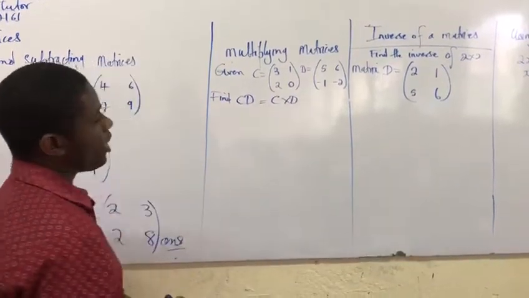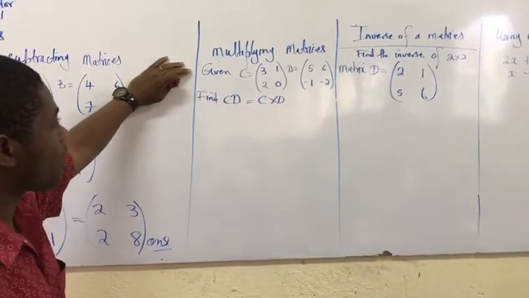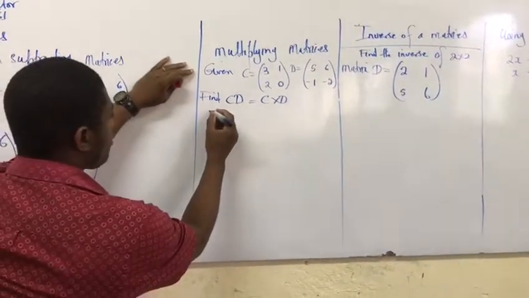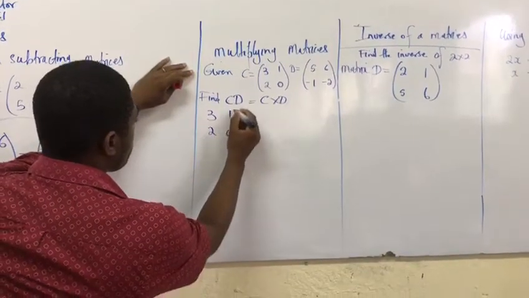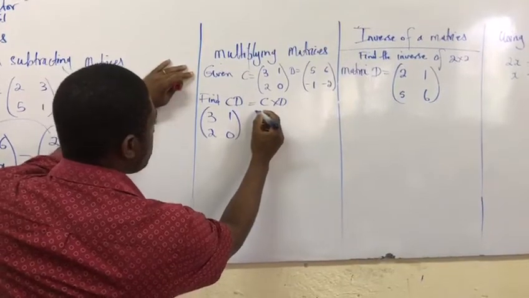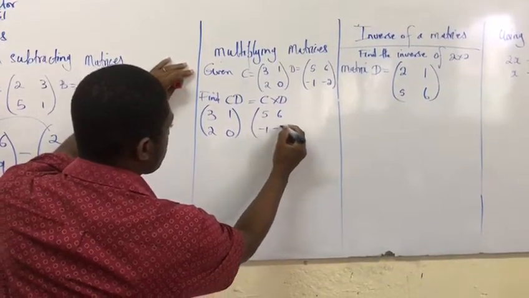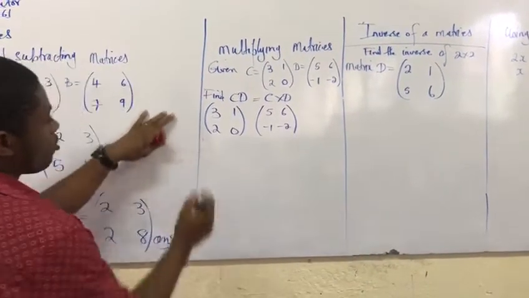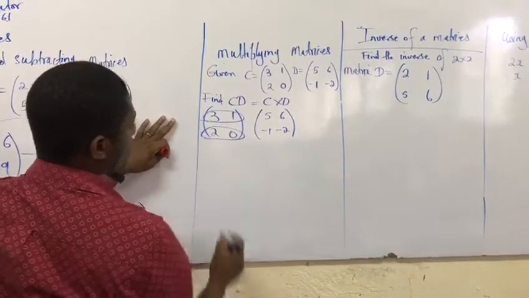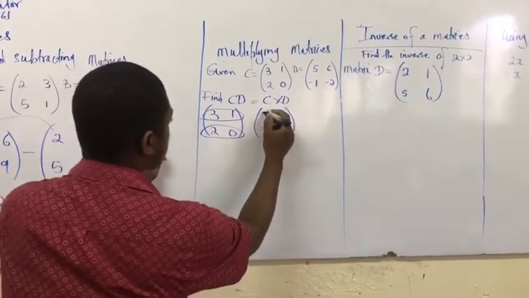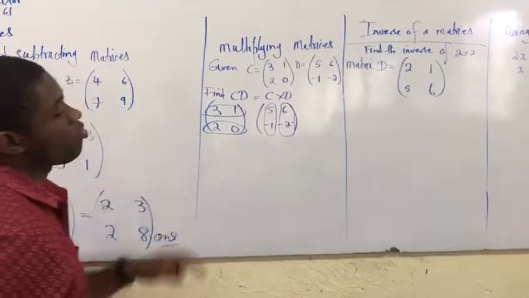Now when we are multiplying matrices, we normally put them in rows and columns. So the first one, we're supposed to cut it up in rows. It will be 3, 1, 2, 0. And D would be 5, 6, negative 1, negative 2. Now rows run from left to right. So cut up this in rows, and the second one in columns. And then it would be row times column.